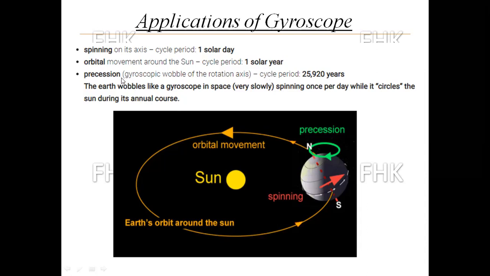And the third one is the precession motion, gyroscopic wobble about the rotation axis, and the cyclic period is 25,920 years. So the Earth wobbles like a gyroscope in space, and that precession is very slow. The Earth wobbles like a gyroscope in space, spinning once per day while it circles around the sun during its annual course. So our Earth also works on gyroscopic effect.